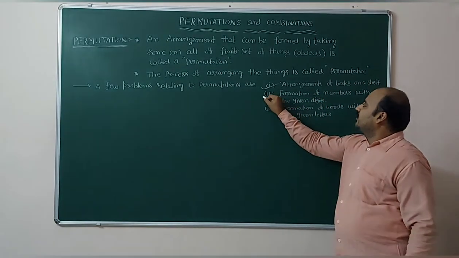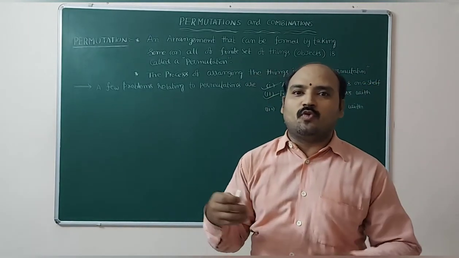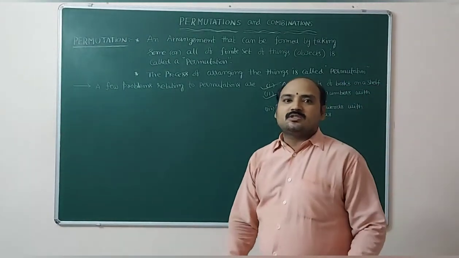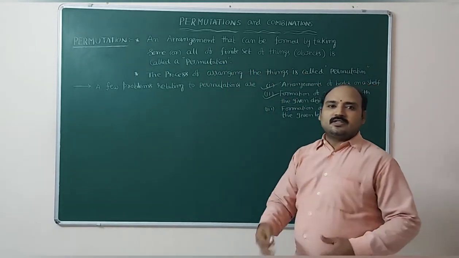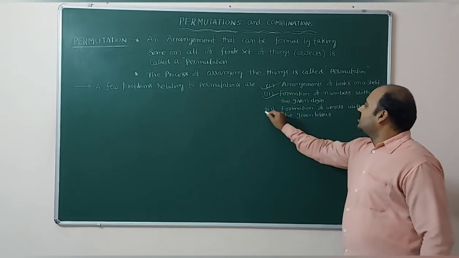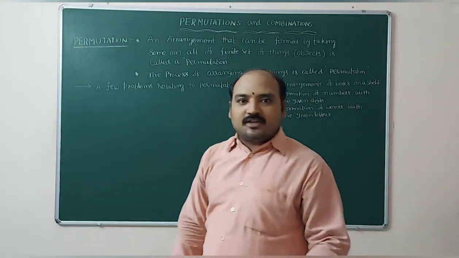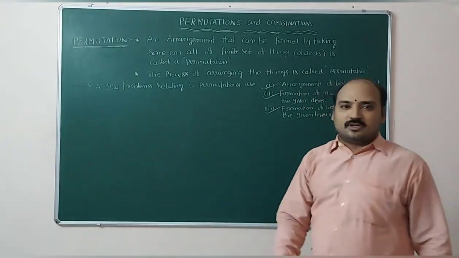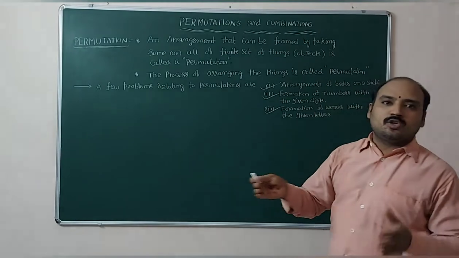And the second one, formation of numbers with the given digits. They will give some digits like 1, 2, 3, 4, 5. Among them, you can form different numbers, that means 3-digit numbers, 4-digit numbers, 5-digit numbers. And the third one, formation of words with the given letters. They will give some letters, and from the letters we can arrange words. We can get that number of words by using the given letters. So this is the information about permutation.